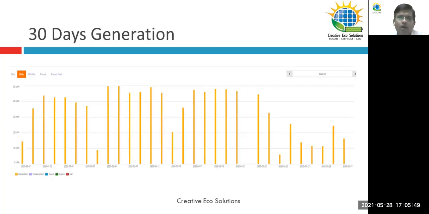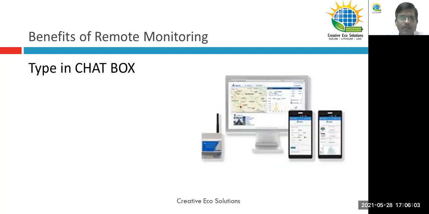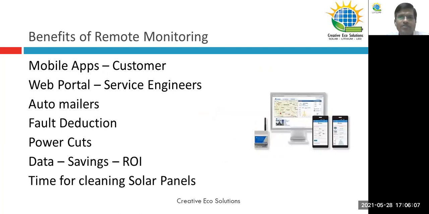We'll be able to give you 30 days of generation with this monitoring software, which will give you a prediction based on the season of how much you have generated. So when we commit around 4 units, 4.5 units, how does this come? This is an average of all these 30 days. Right, so these are the benefits of the remote monitoring system.